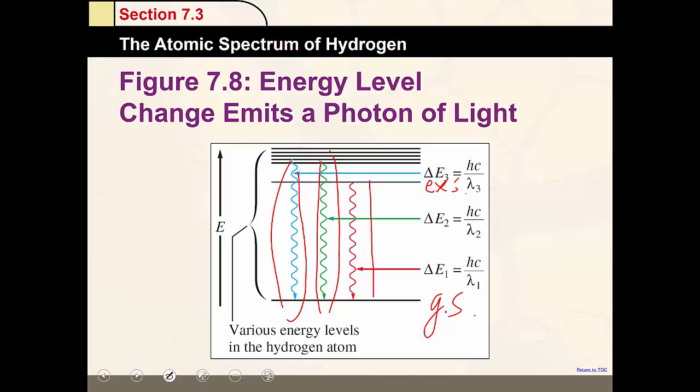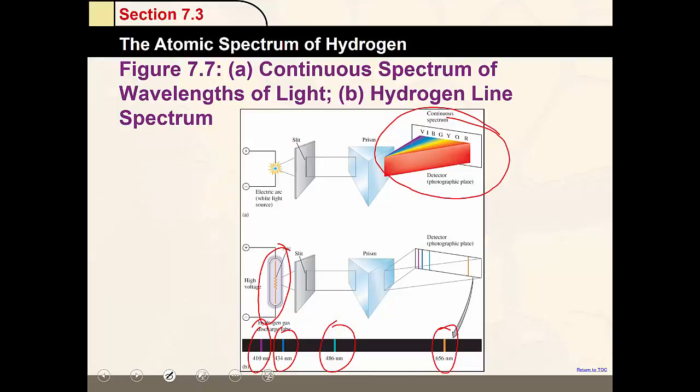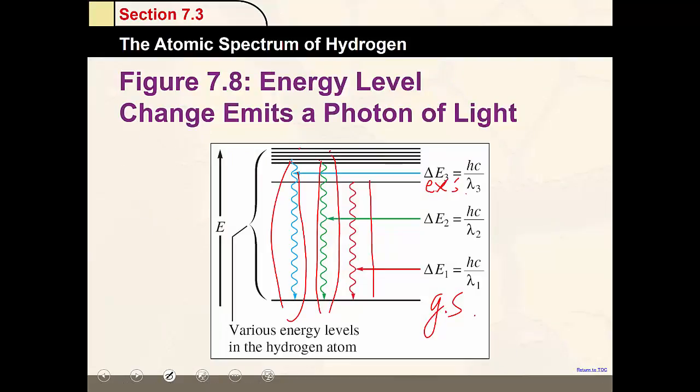One of the lines on the line spectrum corresponds to the electron jumping down from the second to the first energy level, or from the third to the first, or the blue is from the fourth to the first. So that's how we get these different lines in this line spectrum. Each of these energy level jumps corresponds to a different line on the line spectrum, and that indicates that only certain energies are possible.